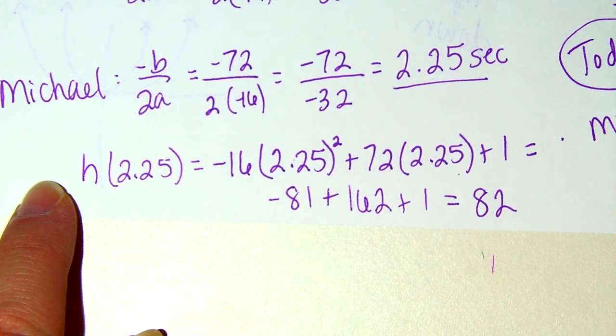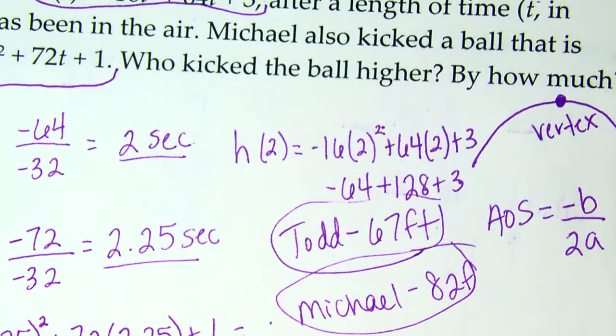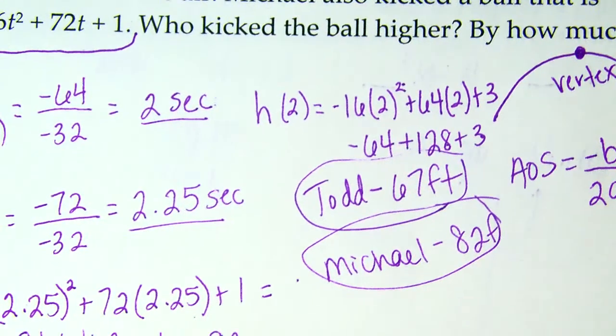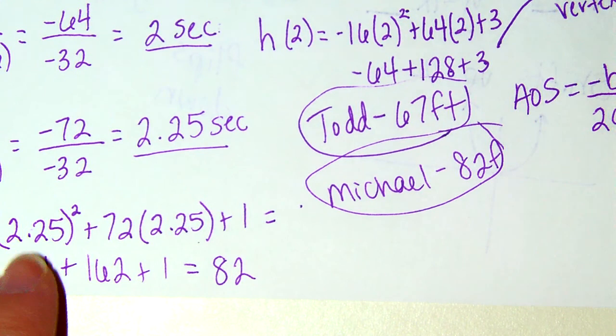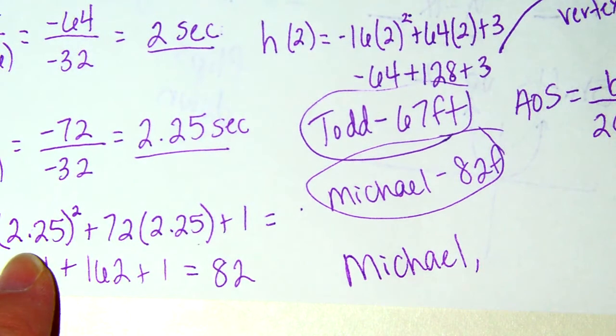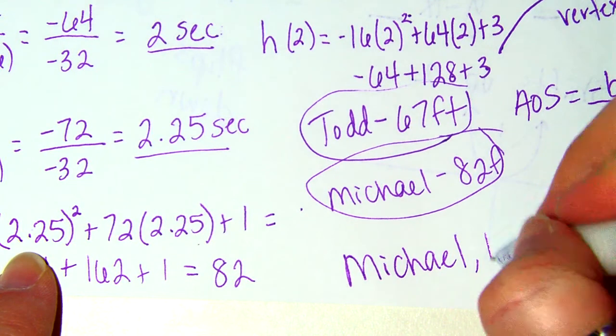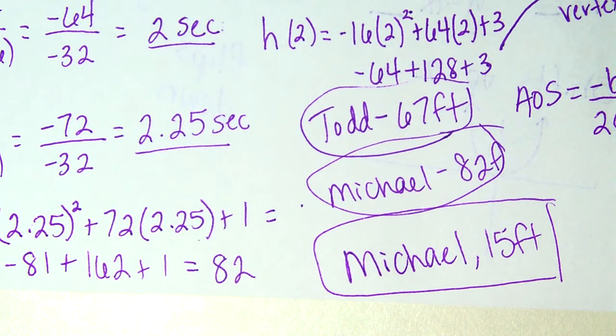Okay, so Michael, his ball went 82 feet. So that's still not the answer. Look at the question. Who kicked it higher, by how much? So what's the answer? Michael. So there's one answer. By how much? 15 feet. Final answer.